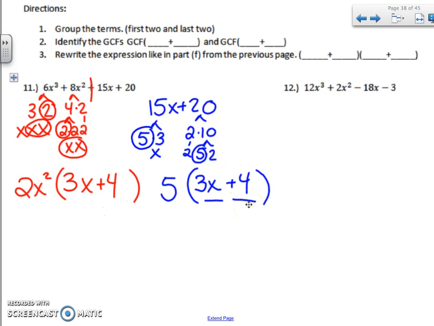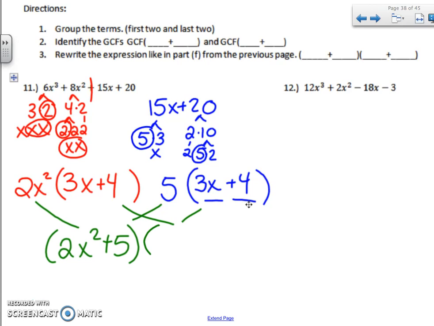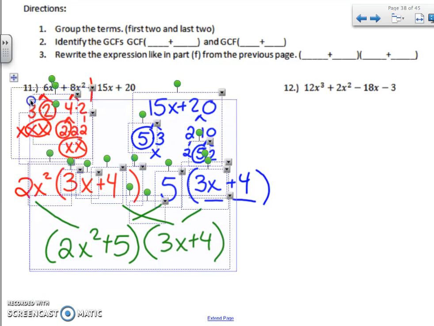And the last thing you do is just rewrite the two problems. So you combine your two GCFs in one parenthesis, and then you rewrite the other parenthesis once. And then we're done. Okay? All right, I'm going to try 12 with you, and then you will be on your own.